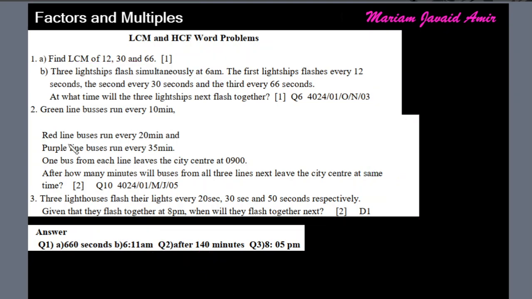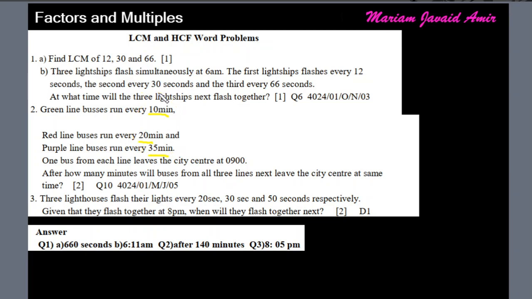Question number 2. Green line buses run every 10 minutes, red line buses run every 20 minutes, and purple line buses run every 35 minutes. One bus from each line leaves the city center at 0900. After how many minutes will the buses from the three lines next leave the city center at the same time? So the answer would be bigger than these three numbers.